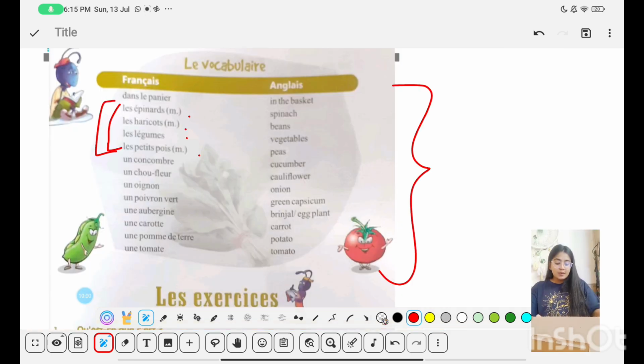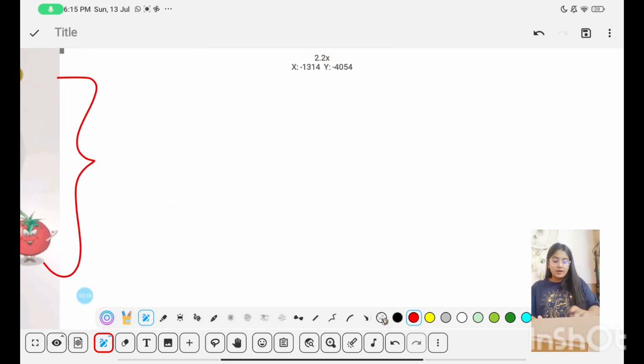These names of the vegetables you need to learn, and please note, whenever you're writing the name of a vegetable, it is compulsory to write the article with it. Without article, your answer will be wrong. So wherever you're writing the name of a vegetable, you have to write an article with it. Okay. Moving on to indefinite article.